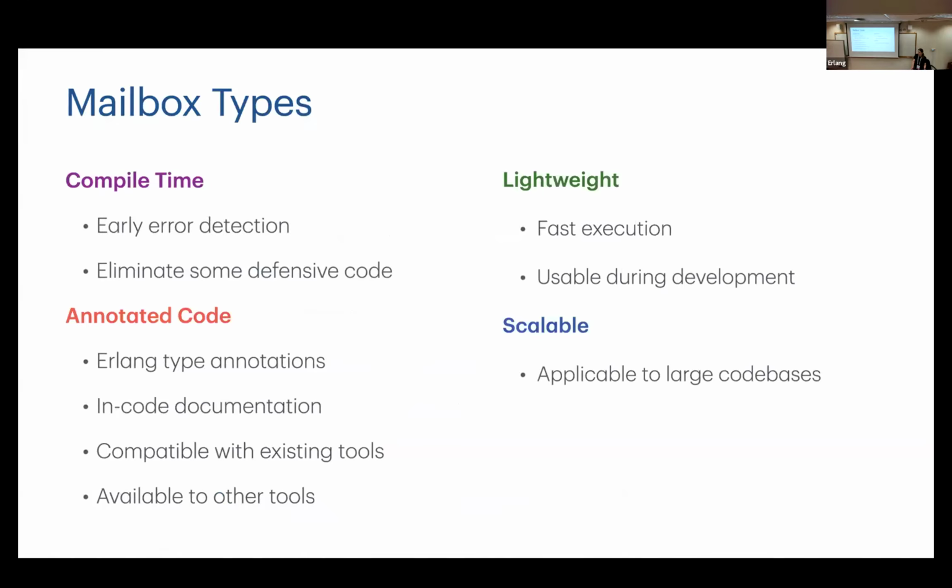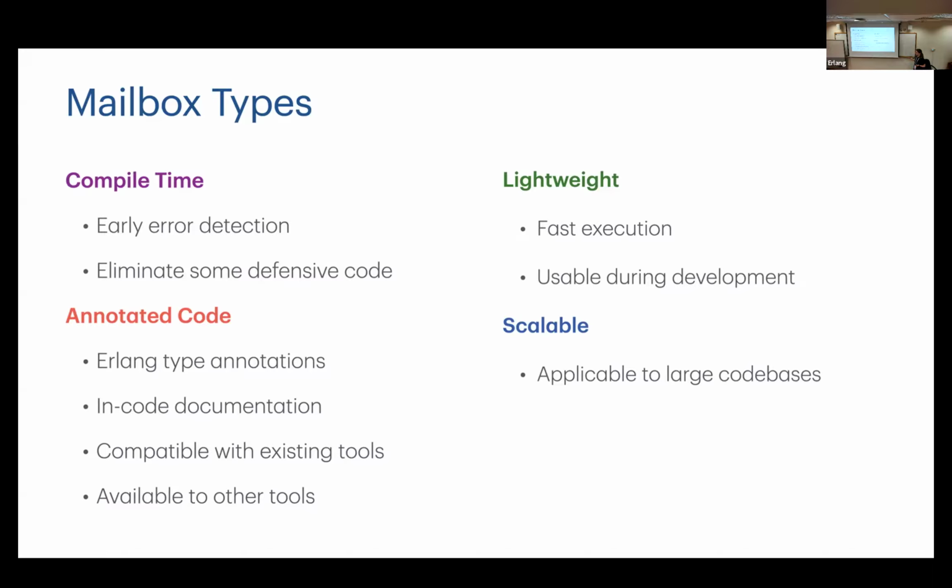So mailbox types promise us a tool that can work at compile time, so we can get early error detection and eliminate some of the defensive code around communication. It promises us a tool that can execute fast and is usable during development. We can annotate the code with type annotations to represent the mailbox types, which also leads to documenting the developer intent in that code.